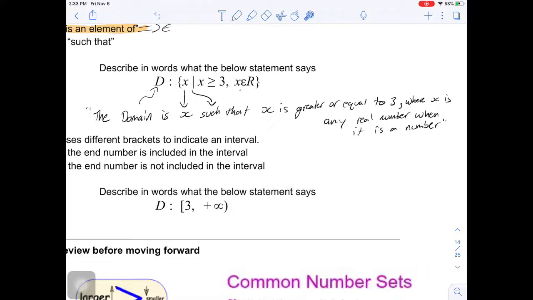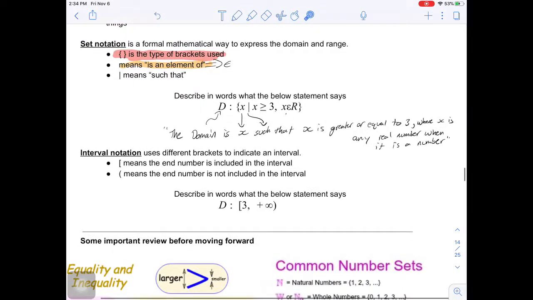As you can see, this thing right here literally says this entire sentence. It's going to take a bit of practice getting used to that. But just understand, we're talking about our domain. Our domain includes what's listed here: x such that x is greater than or equal to 3. So any number that's greater than or equal to 3 is a part of your domain. And when x is a number, x is an element of the real numbers. The real numbers include all rational and irrational numbers. This is known as set notation, also known as set builder notation.